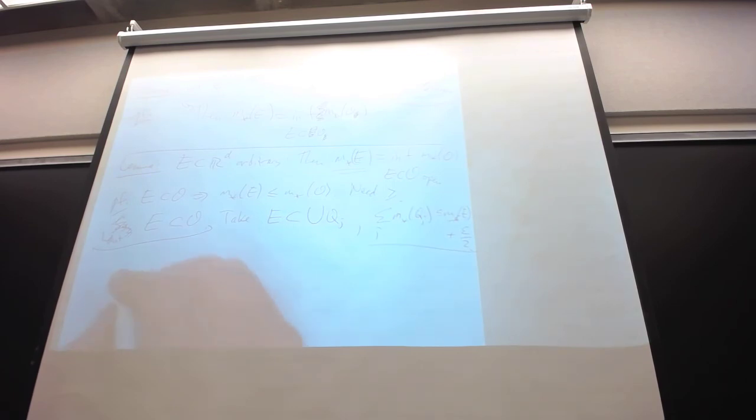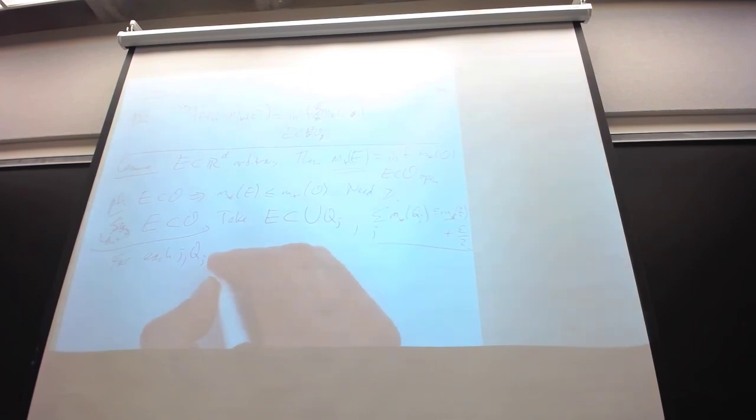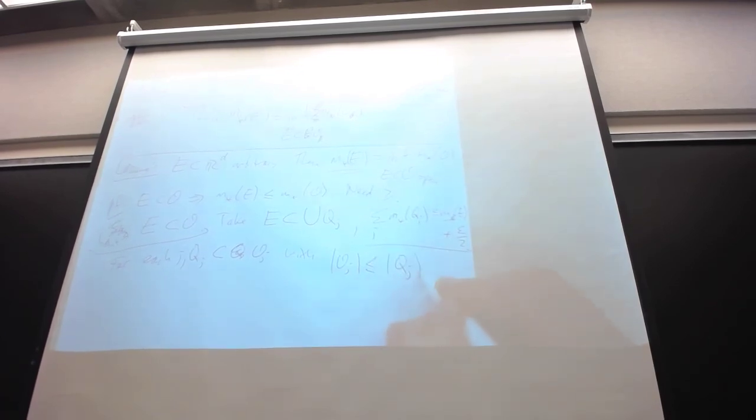For each j, Qj is a closed cube. That's not good. We want an open cover. So there exists an open cube containing Qj. Let's call this Oj, with the size of Oj at most the size of Qj plus epsilon over 2 to the j plus 1, just to give me another factor of 2. And now we're done.